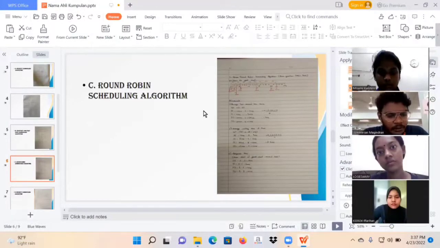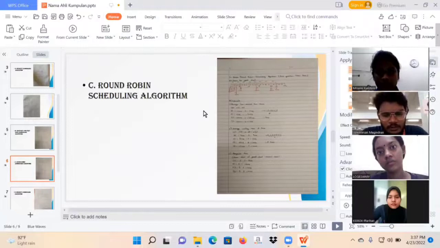Followed by waiting time, the answer is 8.5 milliseconds. So as usual, process 0, 14 minus 5 is equal to 9. And process 1, 5 millisecond minus 3 is equal to 2 millisecond. Process 2, 20 millisecond minus 8 is equal to 12 millisecond. And process 3, 17 millisecond minus 6 is equal to 11 millisecond. So after we total all the answers and divide by 4, it is equal to 8.5 millisecond. And finally, we move to response time.